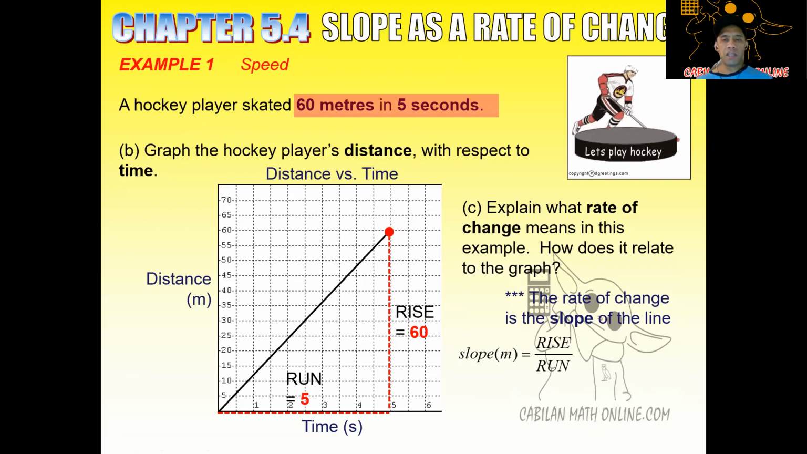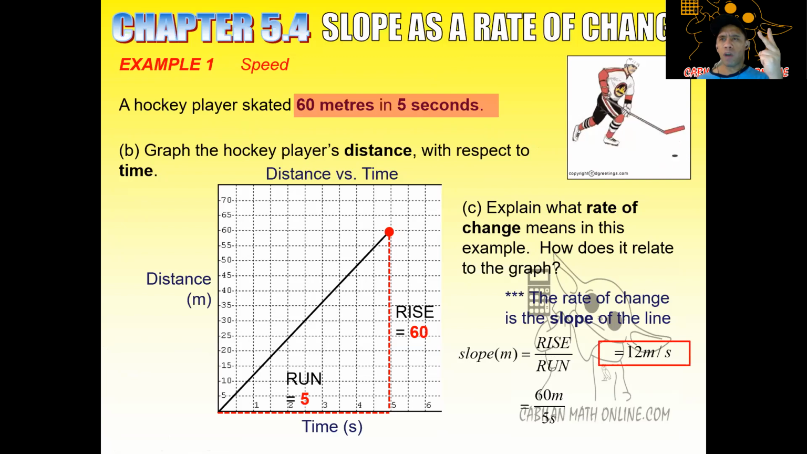Now, when I put the numbers in over here for a rise of 60 and a run of 5, whoa, this looks familiar, doesn't it? Well, it should, because it's the exact same calculation that we did in the very first example when I asked you to calculate the rate of the particular hockey player here. So 60 over 5, again, you notice it's 12 meters per second. So you notice we did 2 different questions and we got the same answer for both of them.